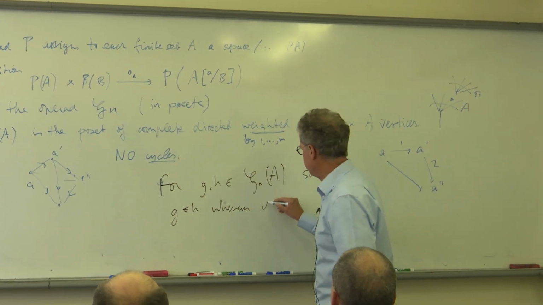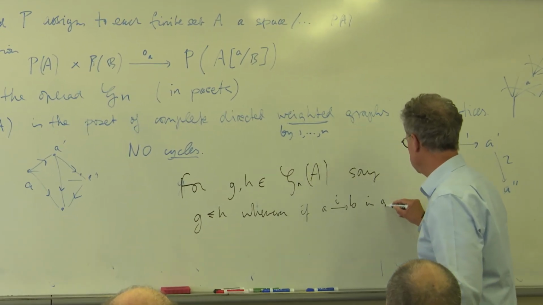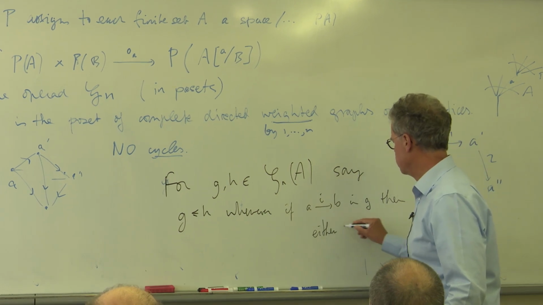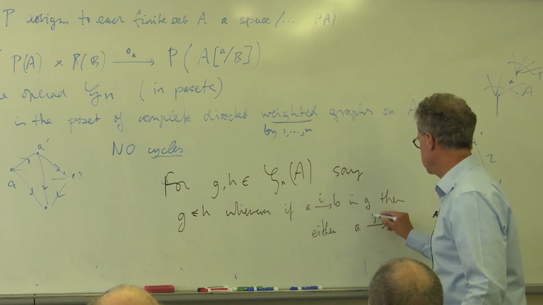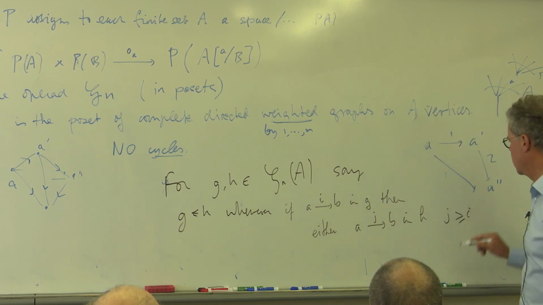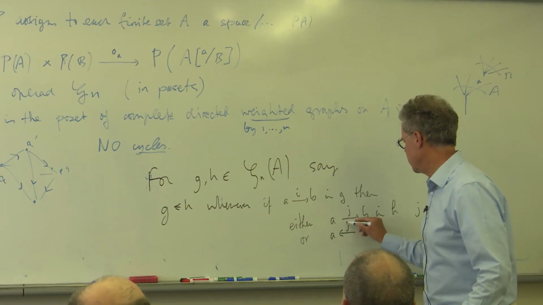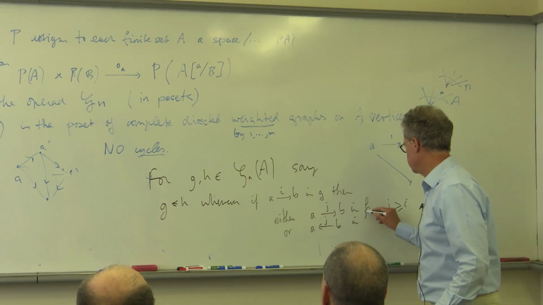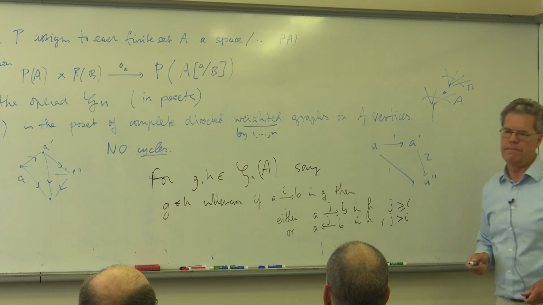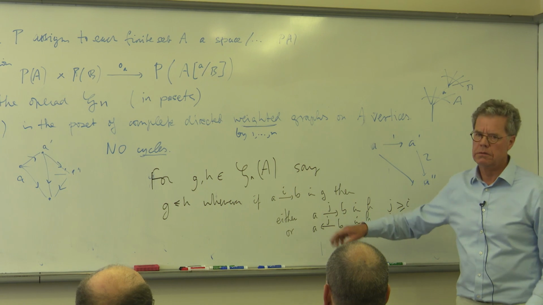Okay, so whenever A, I, B is in G, then either A, J, B is in H and J is at least I, or B, J, A is in H, but J must be strictly larger than I. Okay? I don't know. So, can you give an example?